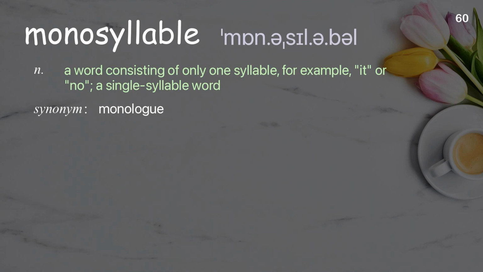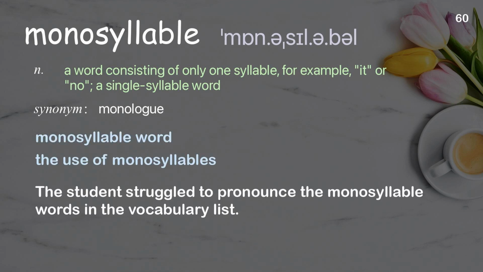Monosyllable. A word consisting of only one syllable, for example, it or no; a single syllable word. Examples: Monosyllable word. The use of monosyllables. The students struggled to pronounce the monosyllable words in the vocabulary list.